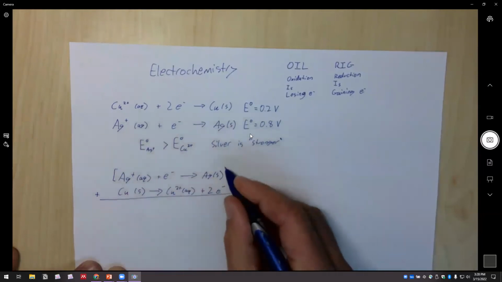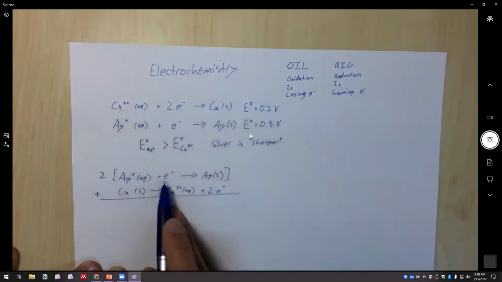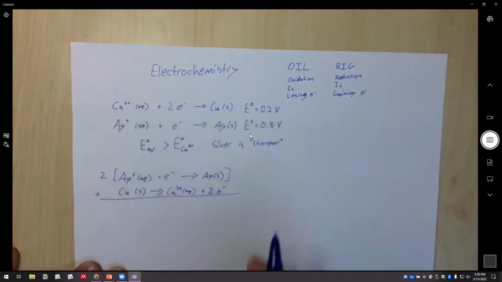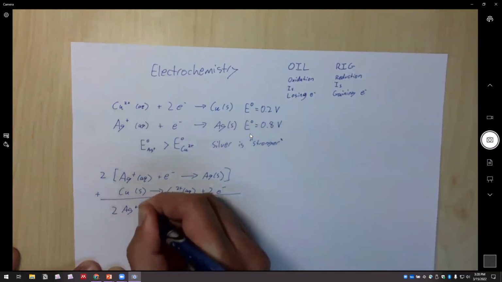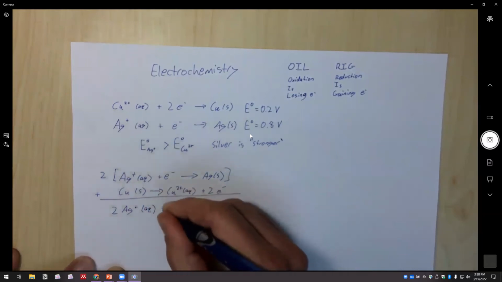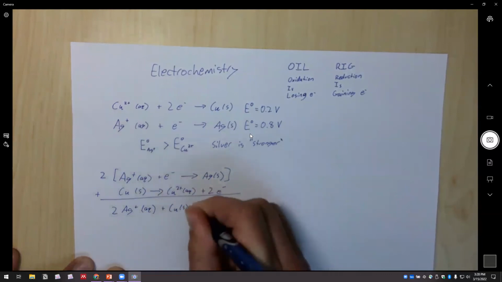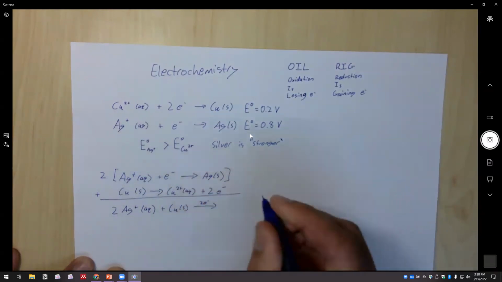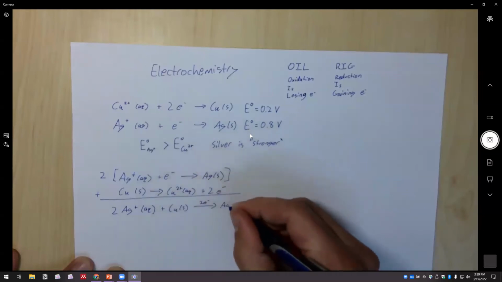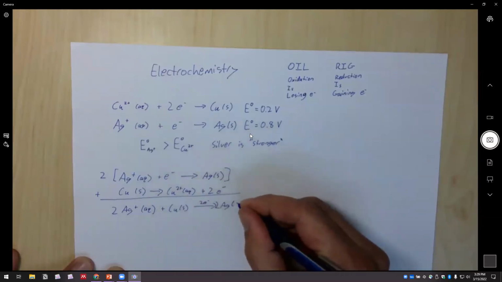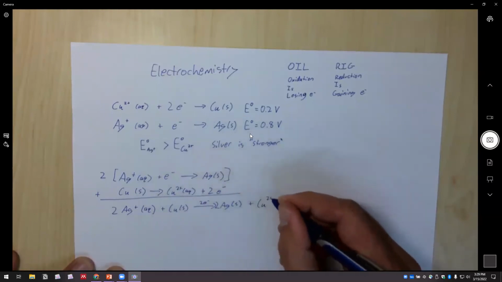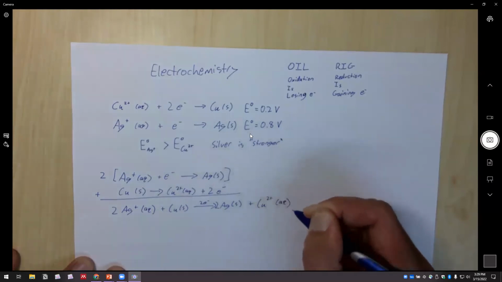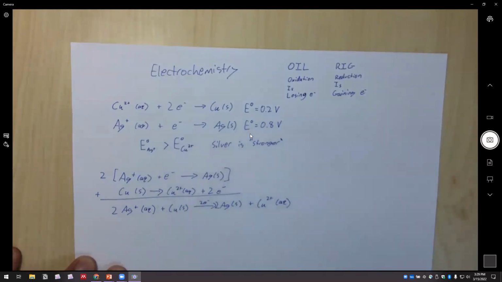To get to our net reaction, we need to add these together. And to balance, we'll have to double the top reaction. So our net reaction is that 2 silver 1+ cations plus copper, this is a 2-electron transfer, gives us 2 solid silvers and a copper 2+ cation. So this is our net reaction.